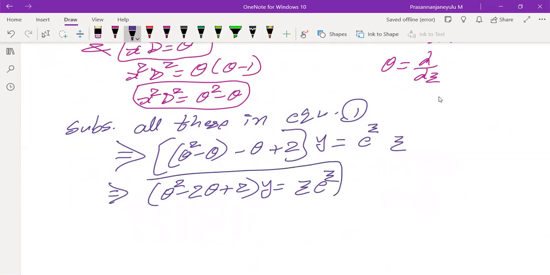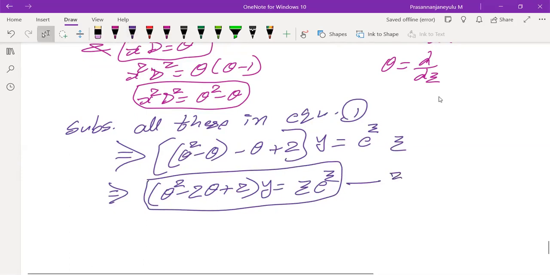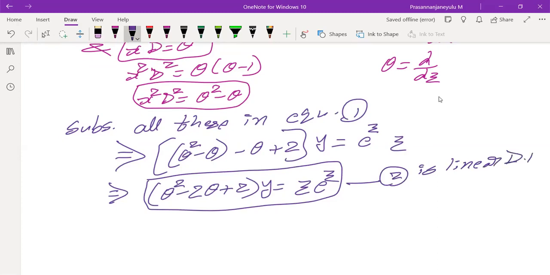What I discussed in the previous cases: whenever x e^x or e^x x is there, then try to use type 5 that I mentioned. Equation 2 is a linear DE with constant coefficients.